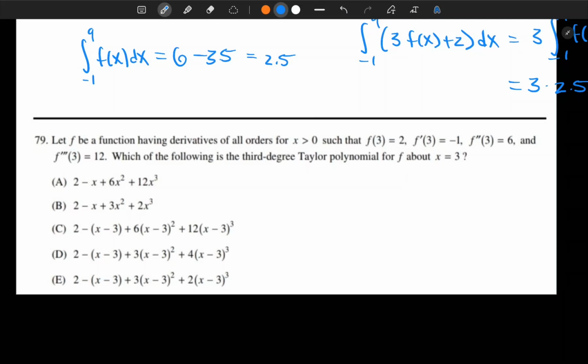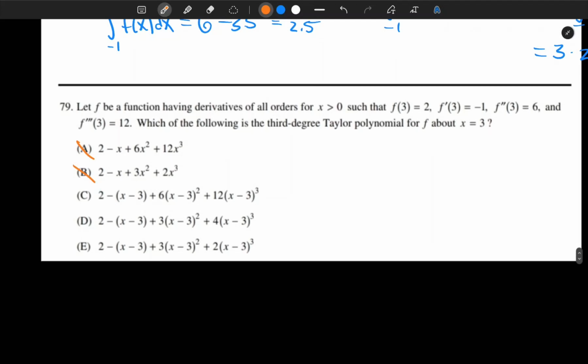Well, firstly, a Taylor polynomial has each x actually as an x minus 3. So we know that A and B automatically are not the answer because they're not Taylor polynomials. Then we need to look at C, D, and E. Well, let's compute f double prime of 3 for C. F double prime of 3 is equal to, well, taking the two derivatives of this, we see that the first term goes away and the second term goes away because they don't have at least x squared. But taking two derivatives of this term, we get 12.